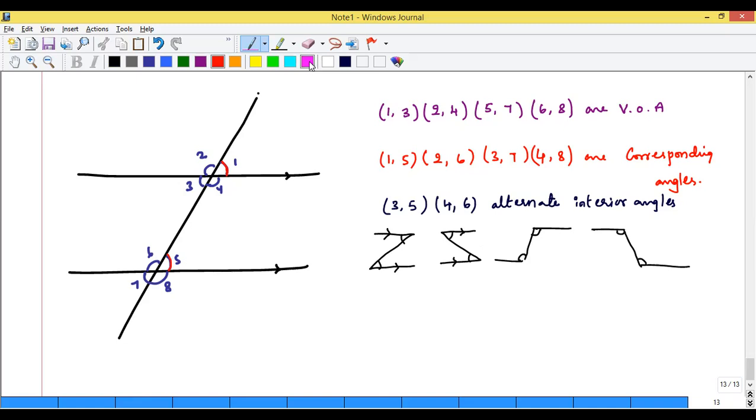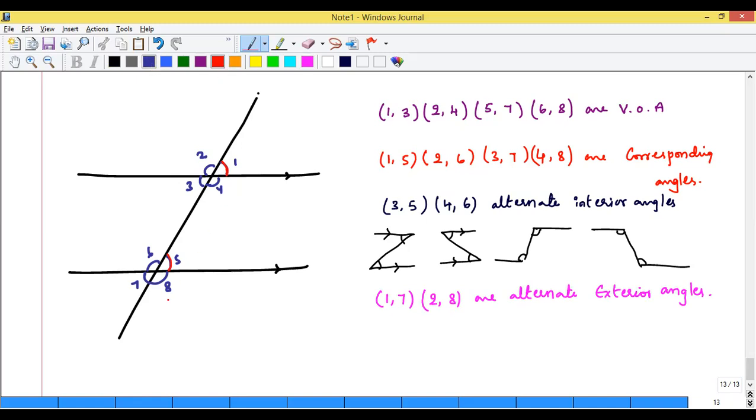Then look at angle 1 and 7 and angle 2 and 8. These are also alternate, but not interior. They are also equal.